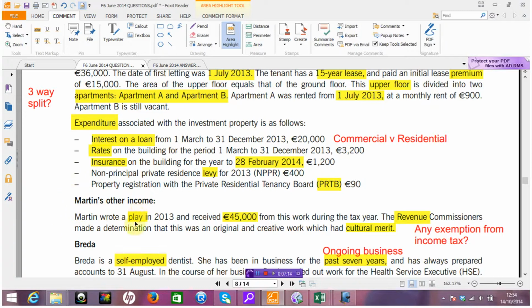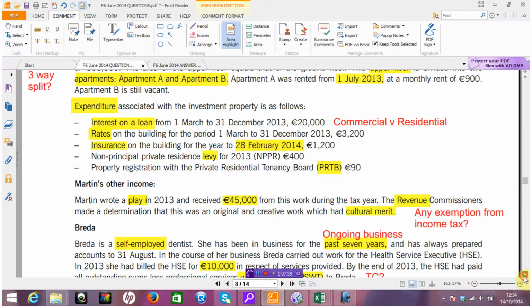Martin's other income. This individual wrote a play. This is a very, very small area of the syllabus, but just the sort of thing that the F6 examiner will include in a question. Just a very small rule which relates to income which has some sort of cultural merit, and there may well be an exemption for that, an exemption from income tax, and just a rule that we just have to remember. We'll look at that when we look at the answer.